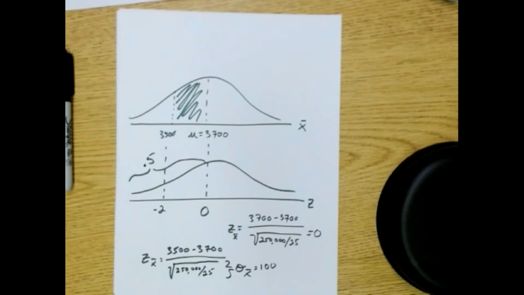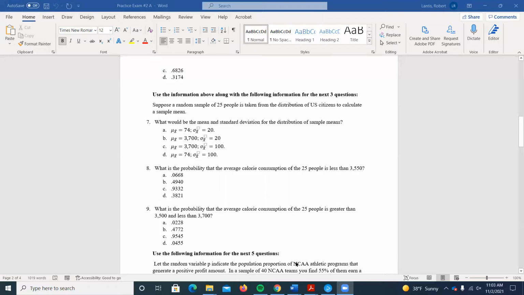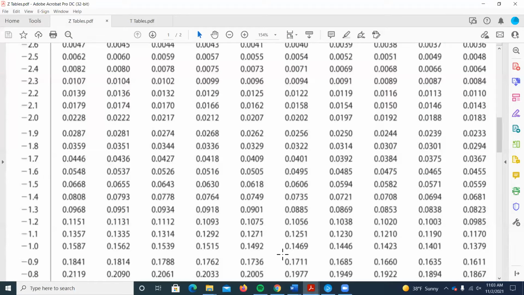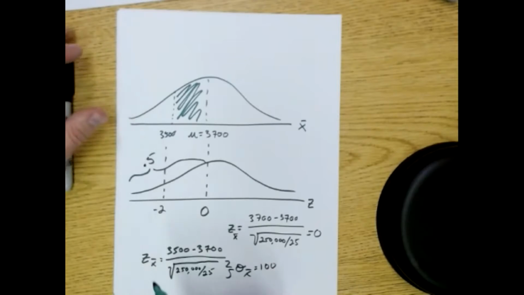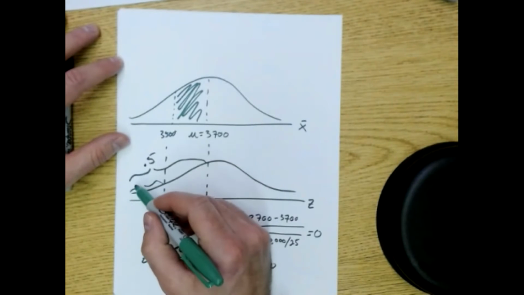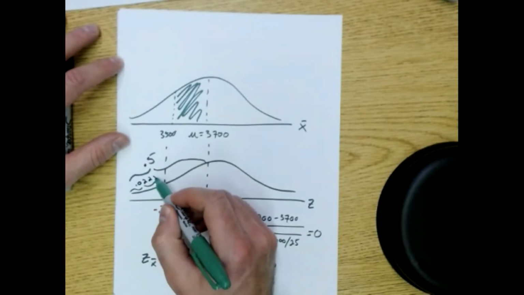So I go to the table, I look up a z-score of -2.00, so 0.0228. So this would be 0.0228.